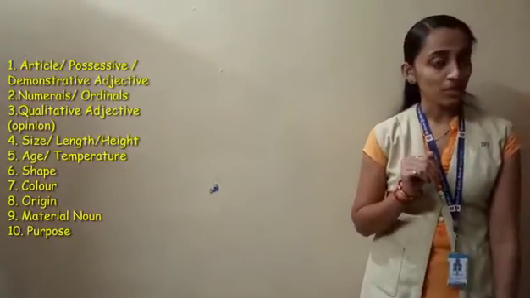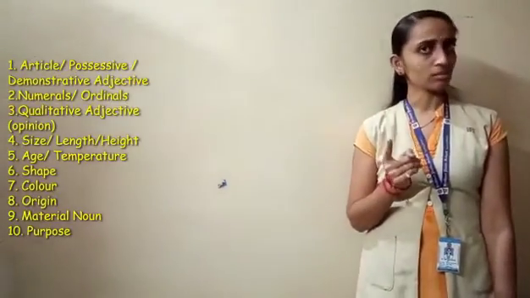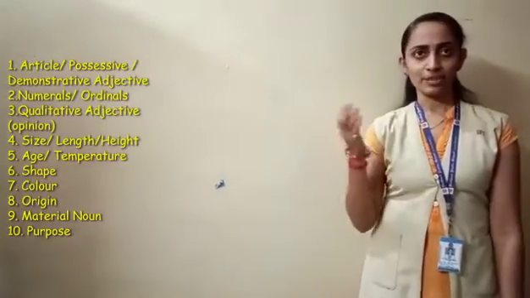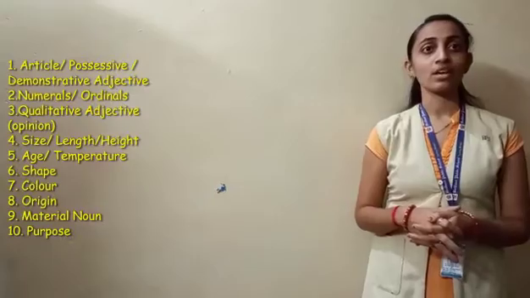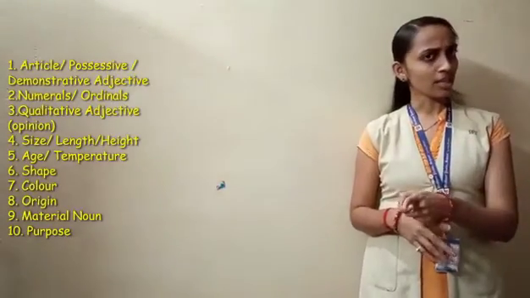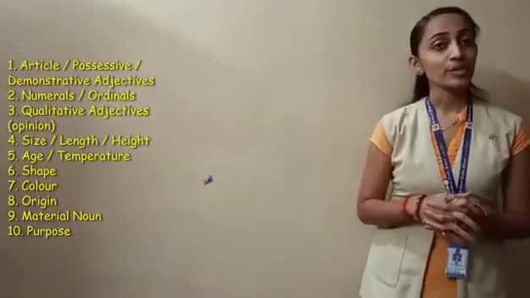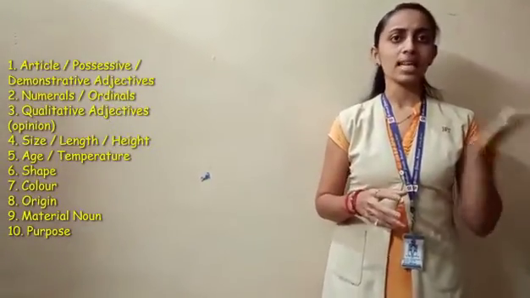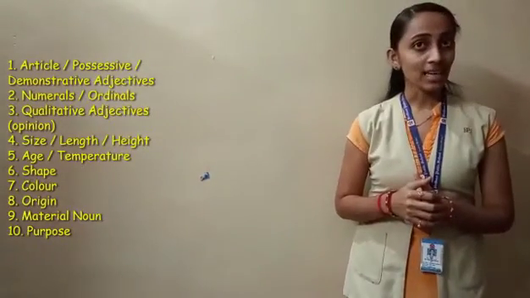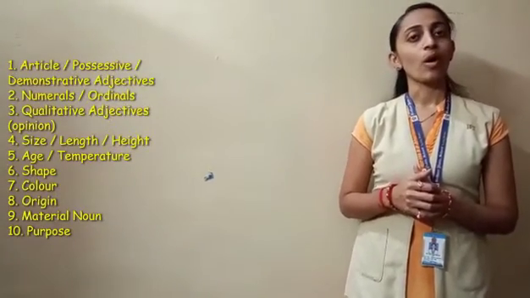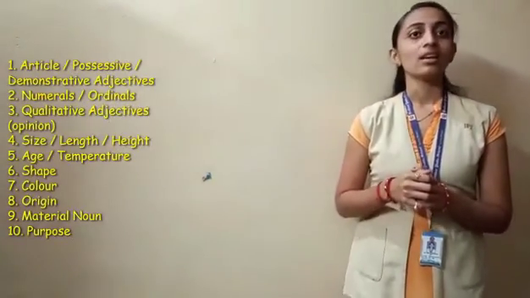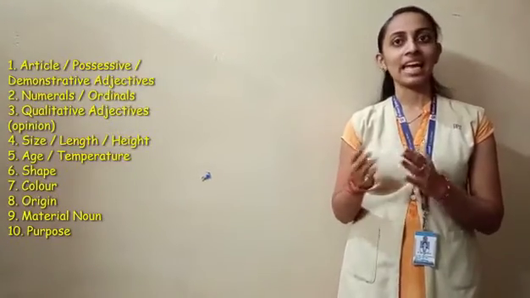First in the sequence comes article, a and the, or possessive adjective my, his, your, etc., and demonstrative adjectives like this, that, these, those. Next come numbers or ordinals, numbers like 1, 2, 3 and ordinals like first, second, third. And then come qualitative adjectives or opinion, like for example smart, beautiful, famous, heavy, etc.